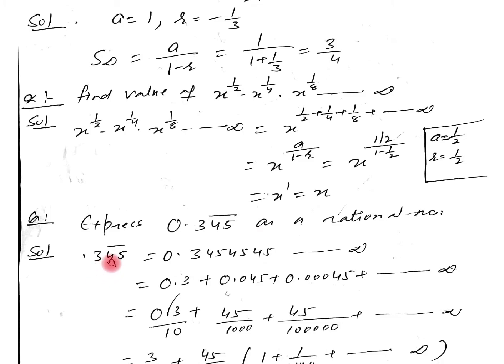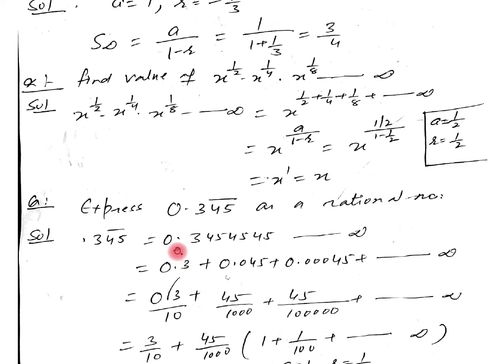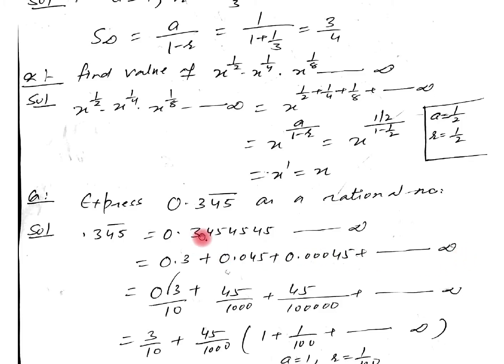Now 0.3 45 bar can be written as 0.3454545 up to infinity. Now it can be written as 0.3 plus 0.045 plus 0.00045 and so on. It goes up to infinity. We have just substituted the given terms. Now here it can be written as 3 by 10, then 45 by 1000, then 45 by 1 lakh, up to infinity.